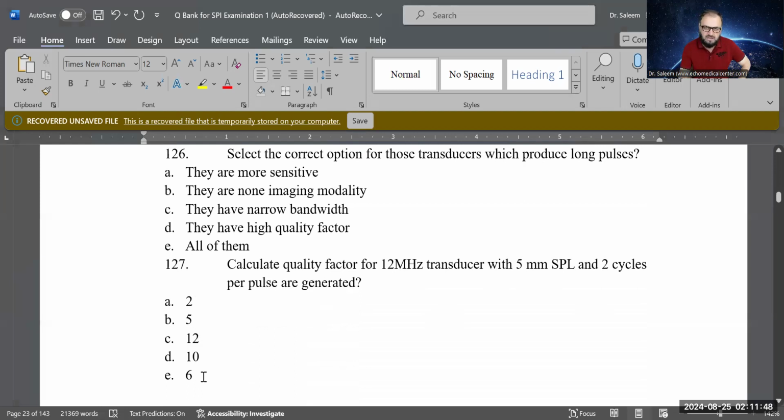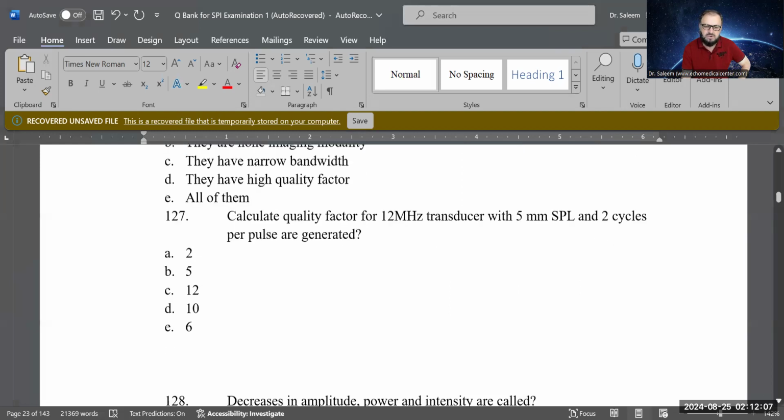We were just talking about all these things, so previously I answered already. Yes, of course, it's 2. Why is quality factor 2? We said calculate the quality factor because there are 2 cycles. So the number of cycles is equal to the quality factor, 2. That is the correct answer. Good job. Now let's do the next question.